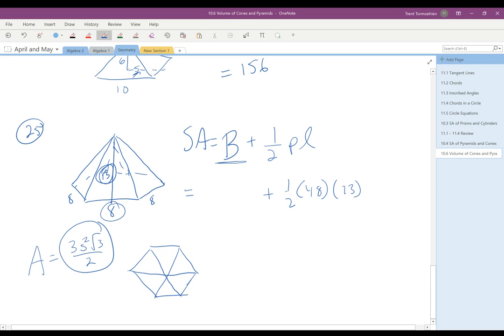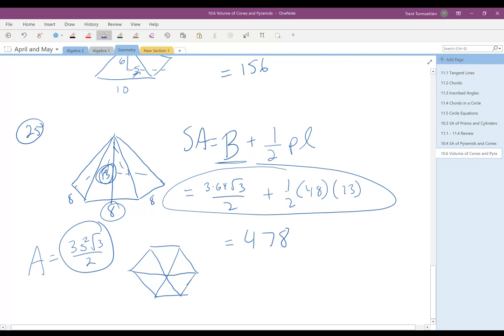So side squared is 8 squared. So that's going to give you 3 times 64 root 3 over 2. So this is your answer. You just need to type that into your calculator. It says find to the nearest whole number. And so the correct answer, once you type that into your calculator, would be 478.